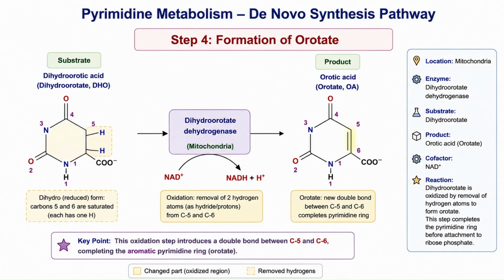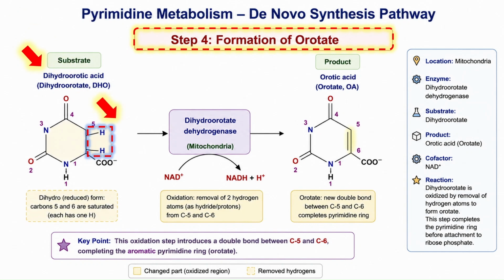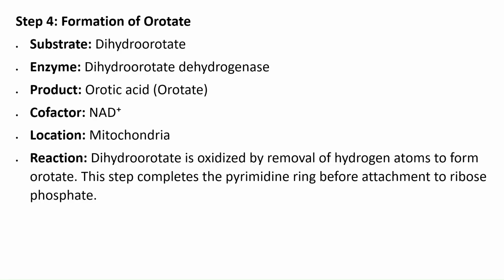Now coming to the fourth step, the formation of orotate. Dihydroorotate undergoes oxidation in the mitochondria. Two hydrogen atoms are removed from the ring and transferred to NAD+. Because of this oxidation, double bonds are introduced into the ring, converting dihydroorotate into the more stable aromatic pyrimidine ring form called orotate. In the mitochondria, dihydroorotate dehydrogenase oxidizes dihydroorotate into orotic acid, also called orotate.